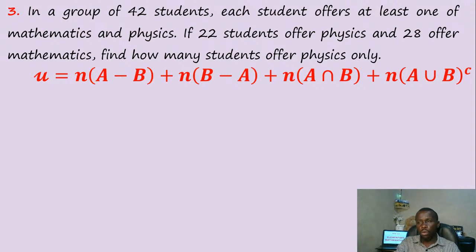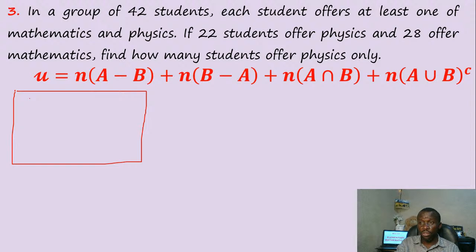Now let's do our calculation. First, let's draw. You just have to quickly do it and then figure out the answer. Now, in a group of 42 students, that means my universal set is 42. There are no more than 42 students in the group. That is 42. I hope you can see my 42 very well. All right. Each student offers at least one of mathematics and physics. So let's draw math, physics. M for math, P for physics.